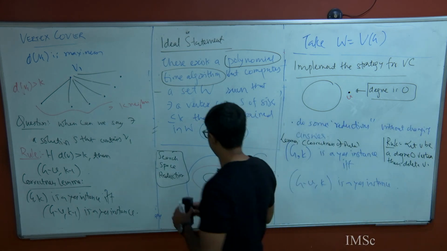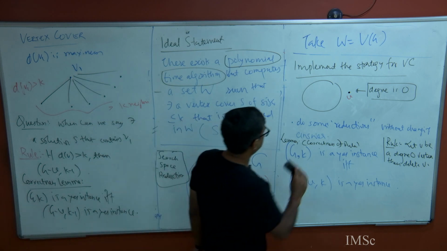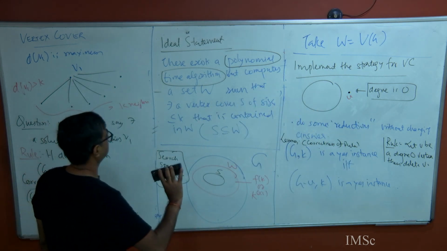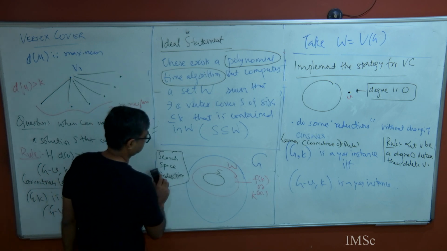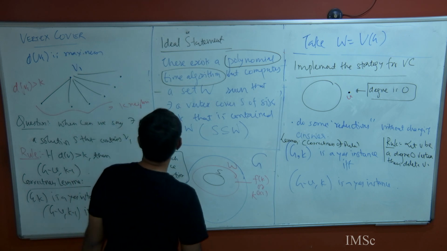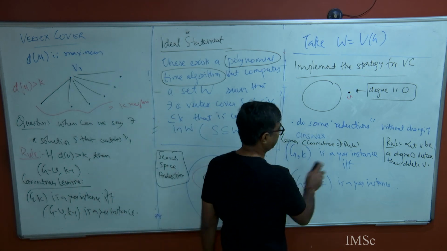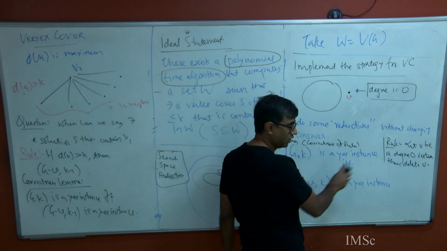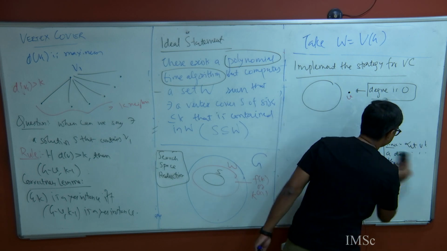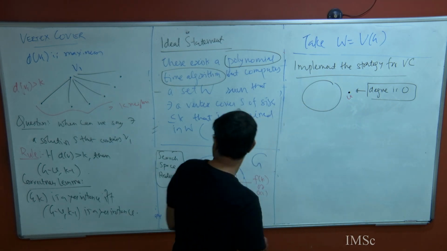So we applied the degree 0 rule. We applied this high degree rule. I do not want to delete these. I am going to delete the correctness, and I want to keep the rules. You understand how the correctness is proved. Okay, so let's try to understand what happened.